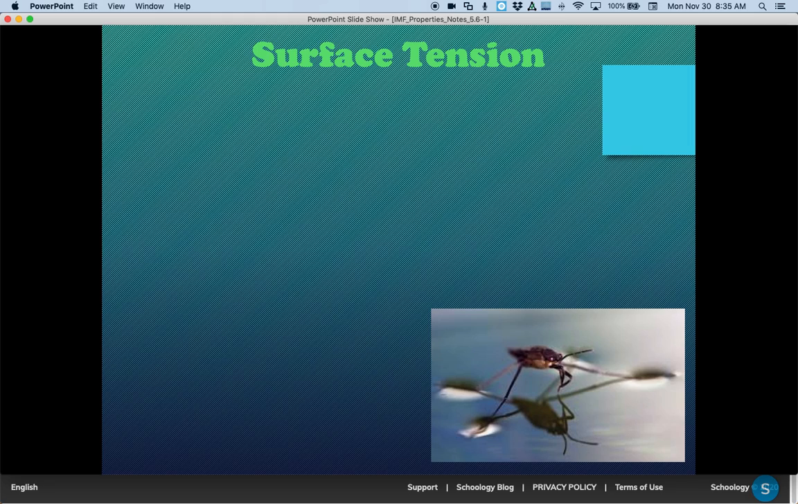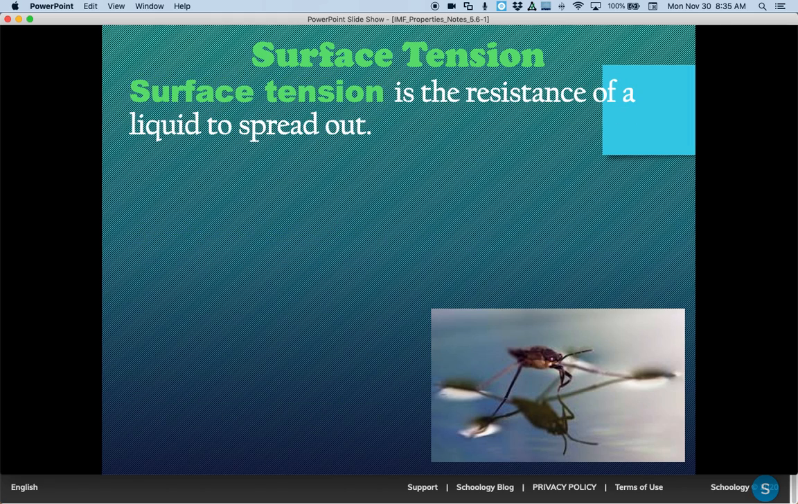All right, next property is surface tension. This is the resistance of a liquid to spread out. So think about a droplet of water sitting on the table versus a drop of nail polish remover. If you have nail polish remover in your house, I only say that because oil is a little bit messy to clean up. Put a drop of nail polish remover on the counter and then put a drop of water next to it, and you're going to notice a significant difference between the two.